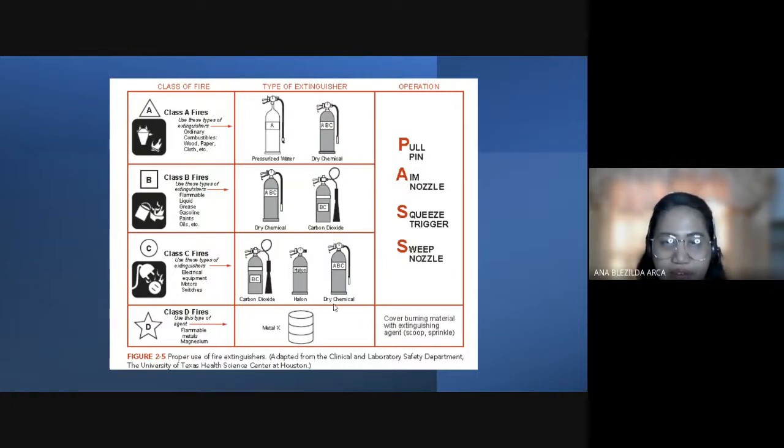Yun ang gagawin mo kapag naipit ka sa sunog, kunin mo yung fire extinguisher then patayin mo yung apoy. So paano ba gamitin ang fire extinguisher? You're going to pull the pin, ito yung pin. Pull the pin, aim the nozzle, ito yung nozzle, this one. And then you're going to squeeze the trigger, ito. You're going to squeeze this one. Okay, and then sweep side to side.